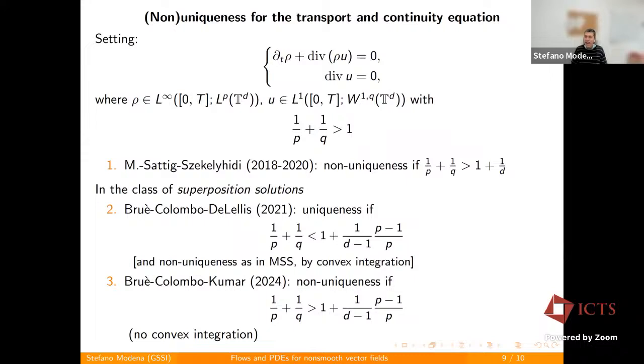But you see, it's a very rough example. This vector field has no regularity at all. For Sobolev vector fields, I have no example in mind at this moment of a weak solution which is not a superposition solution. Thank you.